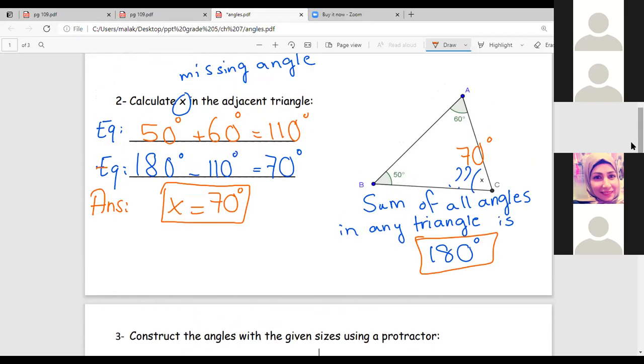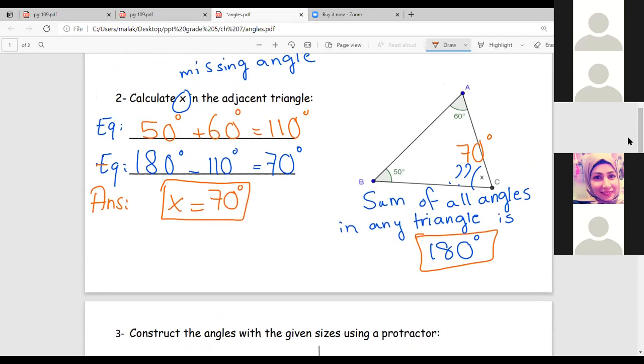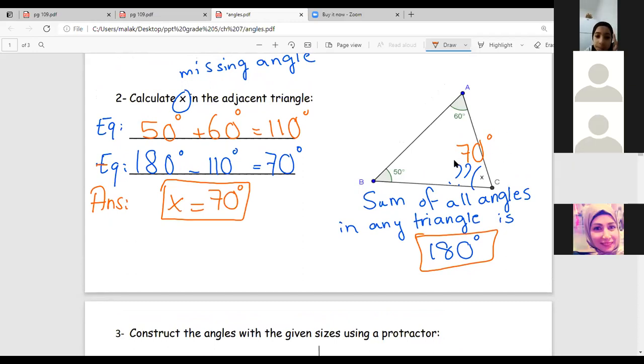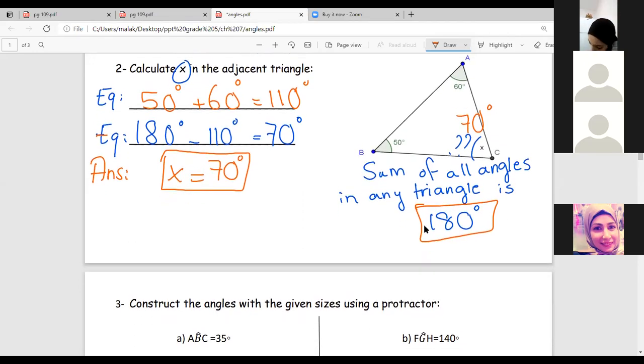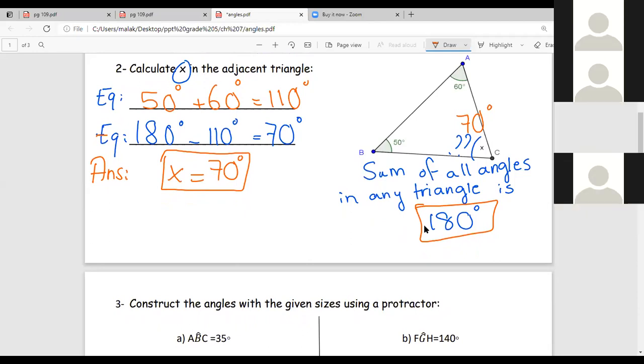Now we will start correcting our homework. The angle that measures 70 degrees, what is the nature of this angle? Acute. Bravo Ranim. The one that measures 50 degrees, acute. 60 degrees, acute. So all the angles here are acute because all of them are less than 90. If they were bigger than 90, they would be obtuse. If the number is less than 90, it's acute.